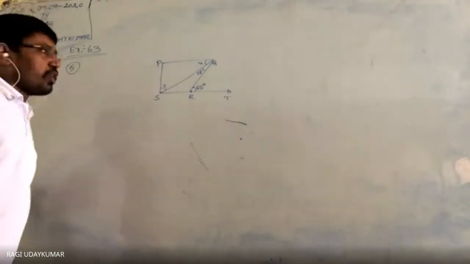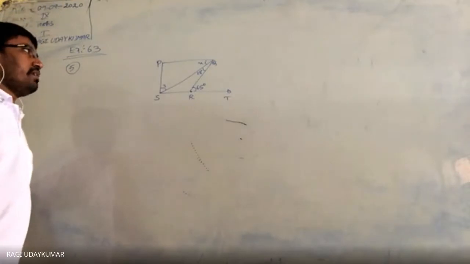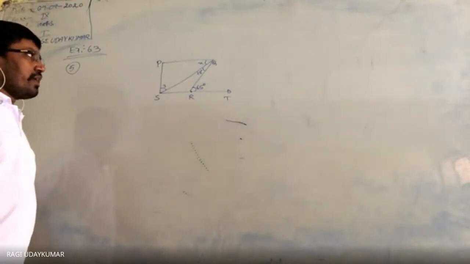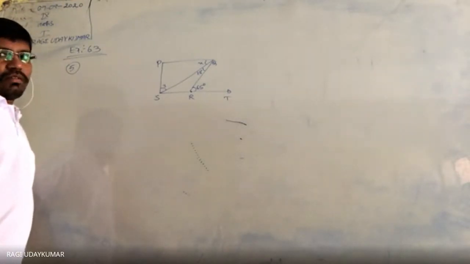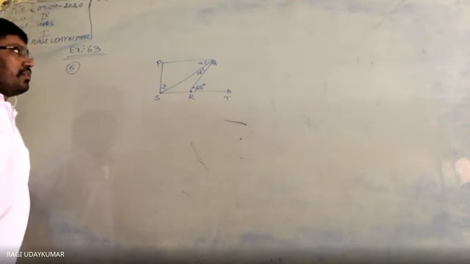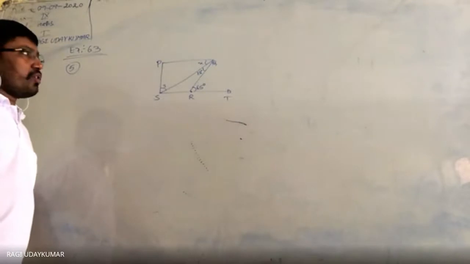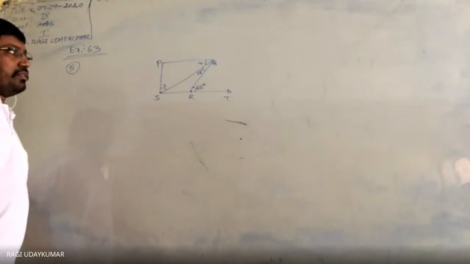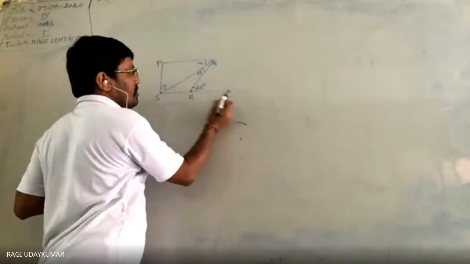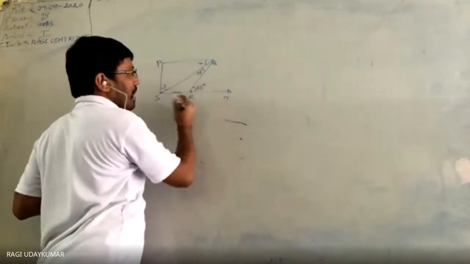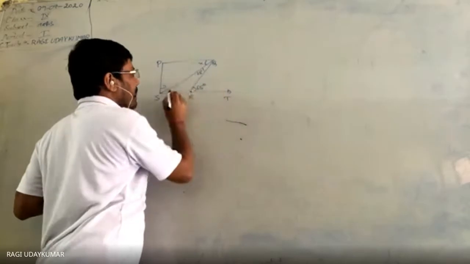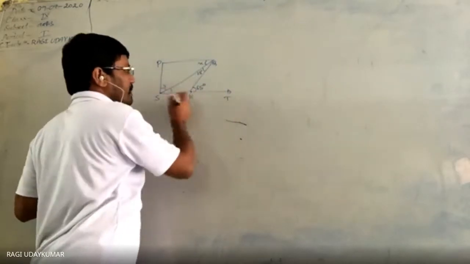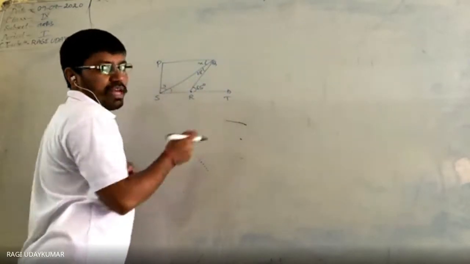Okay, so now in this problem, what to do here? First, is it possible to directly get the X and Y values? The X value you can get. First X you can find out. How do you find X? This is parallel to this one. These two are parallel. This is alternate angle to QSR. But QSR we don't have.